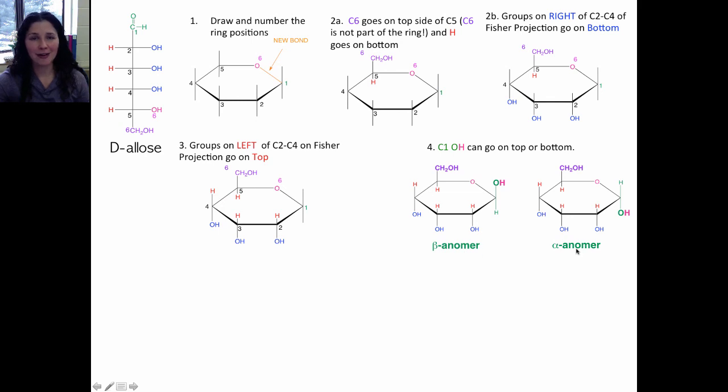If you're trying to draw the alpha anomer, you put the hydroxyl or the alcohol group on the bottom and the hydrogen on the top. These 2 structures are identical except for the orientation of the groups around the first carbon, or the anomeric carbon. The anomeric carbon defines the anomer. Now practice with glucose and the other structures that are on your activity. Check the key to make sure you're doing this correctly.